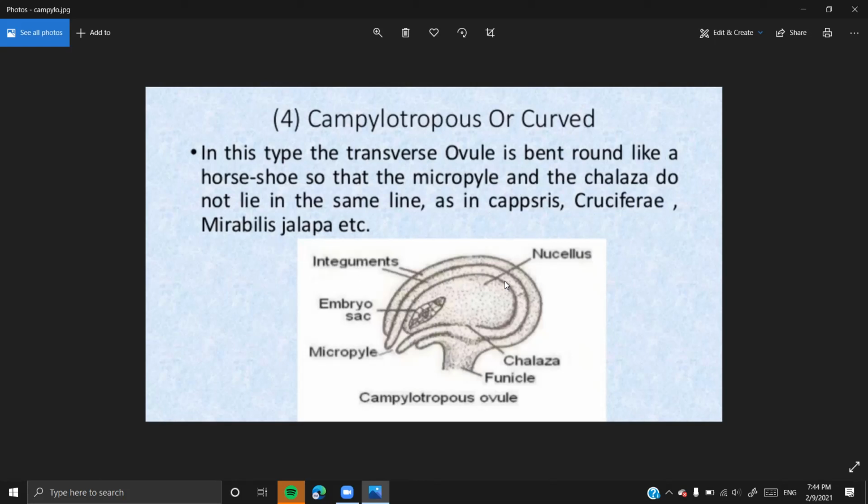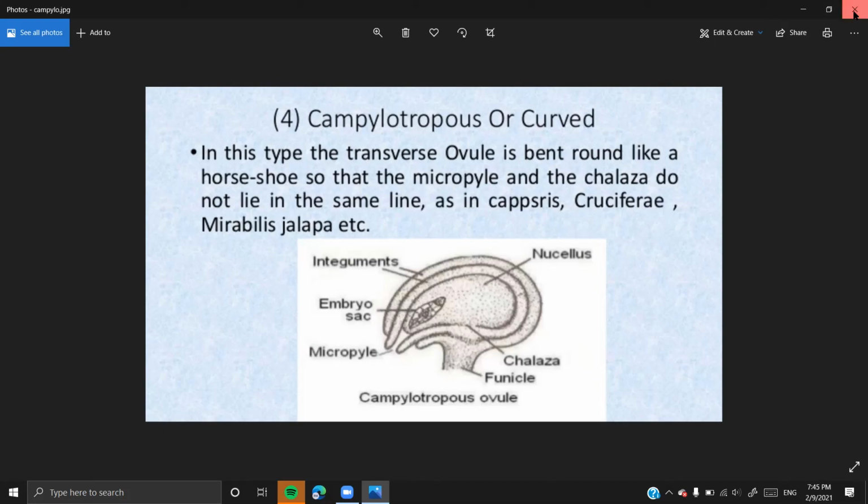This is important, children. Only the body along with the integuments and the nucellus has curved like this, but your embryo sac is not curved. It is straight in the axis. This type is usually seen in the crucifers, Capparis, and Mirabilis jalapa. And these are usually seen in Capsella also. The campylotropous ovule is curved, but the embryo sac is not curved.